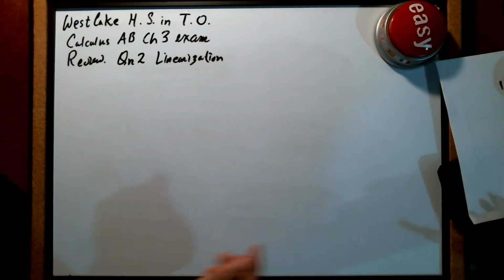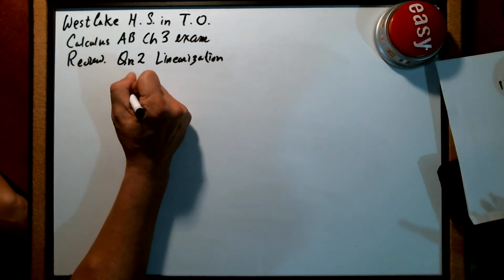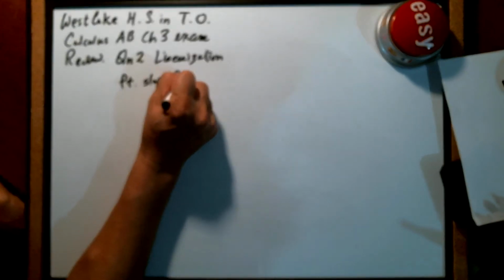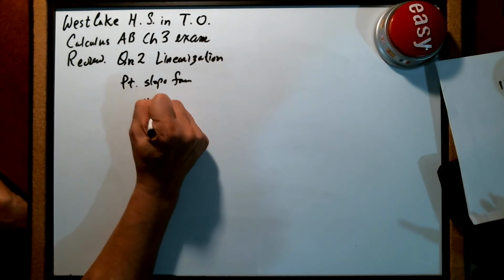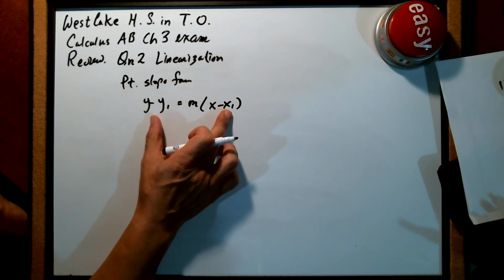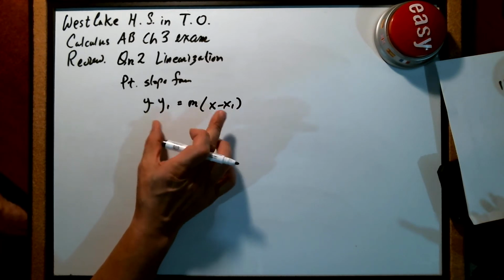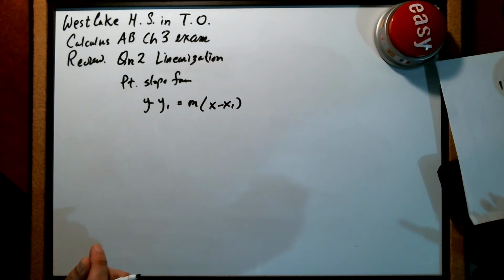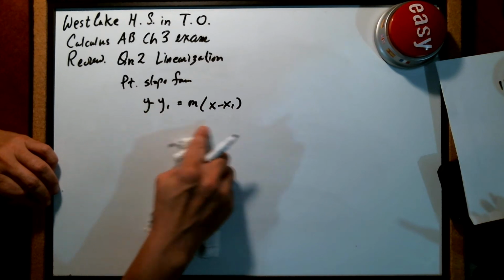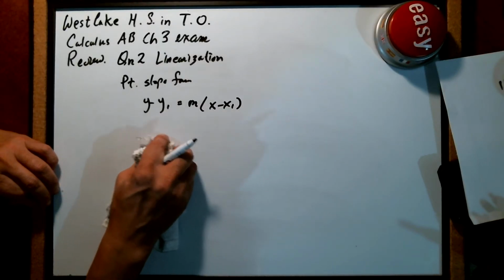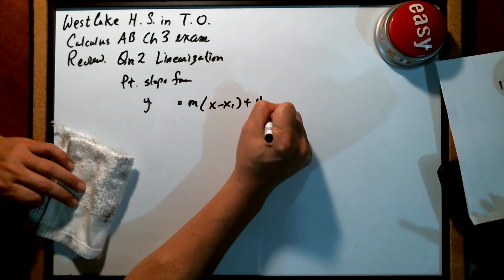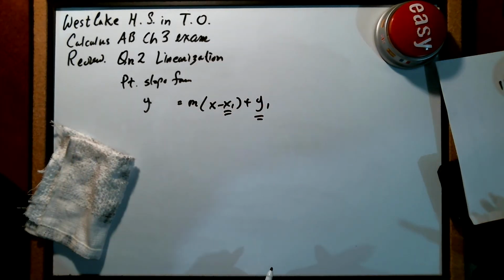Before we start with linearization, I'm going to start with some information first. You always start with the point slope form. The point slope form says the following: y minus y1 is equal to m times x minus x1, right? You have your point, which is x1, y1, and you have your slope. That's why it's called the point slope form. I really don't like that y minus y1, so I'm going to move it to the right-hand side by adding y1.